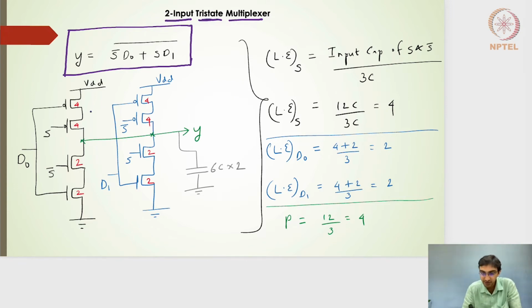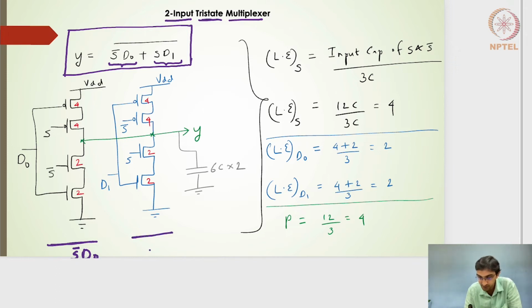So how will we draw this? We see this as a 2 branch. S bar and D0 as one segment, and S into D1 as the other segment, right? What I meant is, this particular part of the circuit is going to give me S bar D0, and this particular part of the circuit is going to give me S D1. Tied together, both of them will give me the complement of it, and then plus, right? So let's try to understand the design of the circuit.